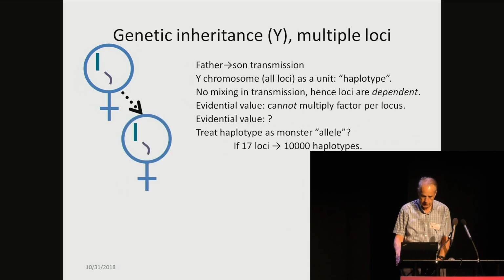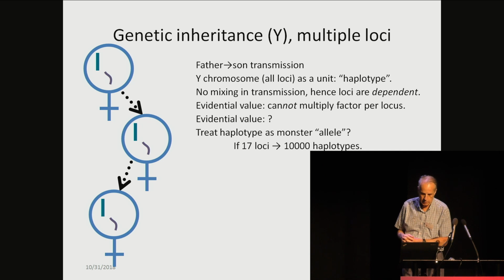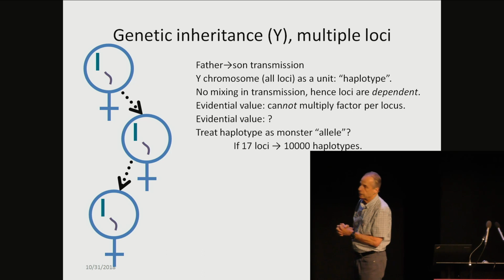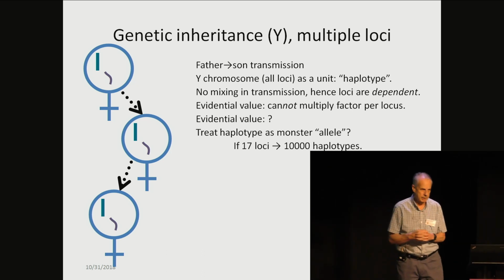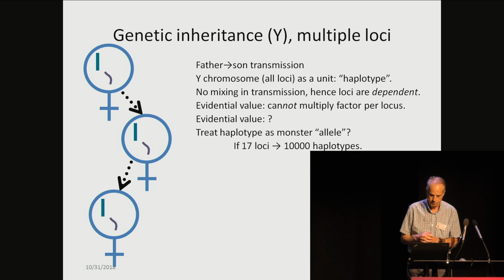Now on the Y, here's the simplicity. Father to son, father to son, father to son, that's all there is to it. Let's see, I put in 2 little curlicues now. They don't represent 2 different chromosomes. I should link them together because they cannot be transmitted separately, and that's the whole point here. They're transmitted as a unit, and that means they're dependent.